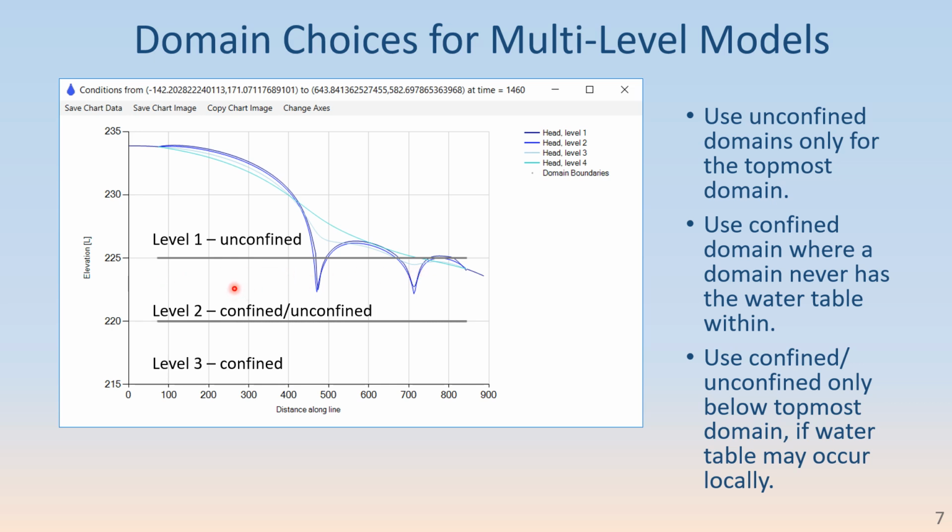Just a caution not to use unconfined domains in anything but the topmost domain. For example, you may be tempted to call level 2 unconfined, since the water table does occur within it in certain areas. But if you did that, the model would compute saturated thickness in level 2, say where my cursor is, as the difference between the base elevation here and the water table all the way up here. So it would give you an erroneous saturated thickness, like 2.5, 3 times as much as it should. So generally, the unconfined is reserved just for the topmost layer.